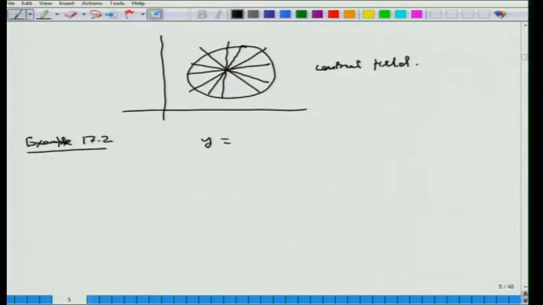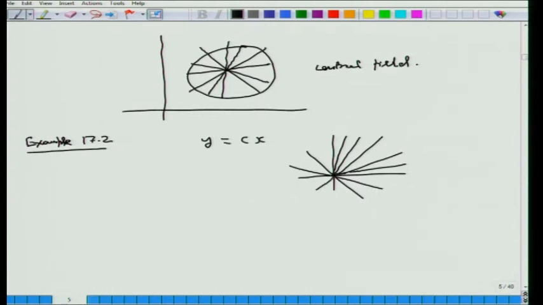So, y equal to Cx. You have from this origin all these straight lines going. So, any region containing the whole of this is called a central field. This is an example of a central field.